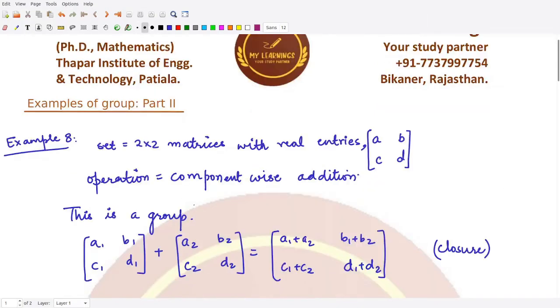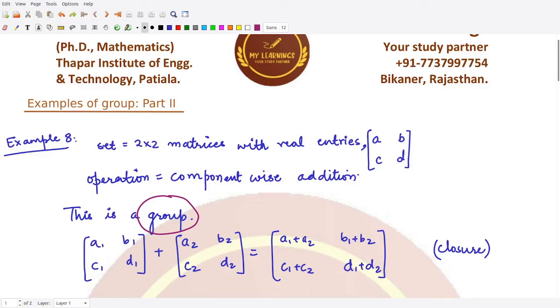Here we consider a set in which we have all 2 cross 2 matrices such that the entries or the elements of that matrix are real numbers. So that means A, B, C and D should be real in nature, and moreover the operation that we are taking is component wise addition. So we are adding the first element to the first one, the second element is added to the second element, the third is added to the third, the fourth is added to the fourth. So you see, this forms a group under this operation of component wise addition.